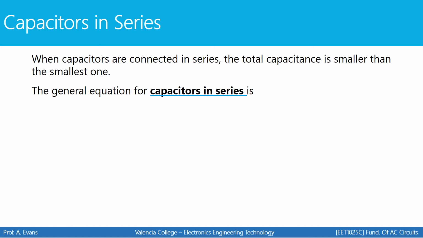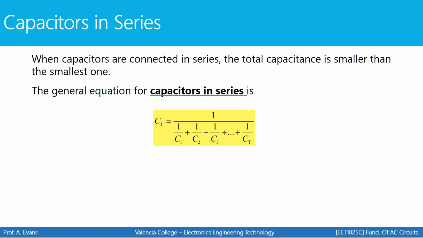So when capacitors are connected in series, the total capacitance is smaller than the smallest one. So in general, the equation for capacitors in series is shown on the screen. Now this is the exact same formula that you would use for resistors that are in parallel. So capacitors and resistors sort of have an opposite relationship when it comes to how they're wired.